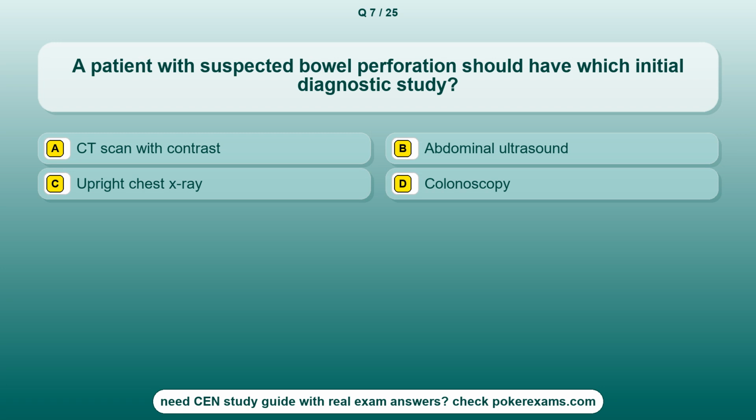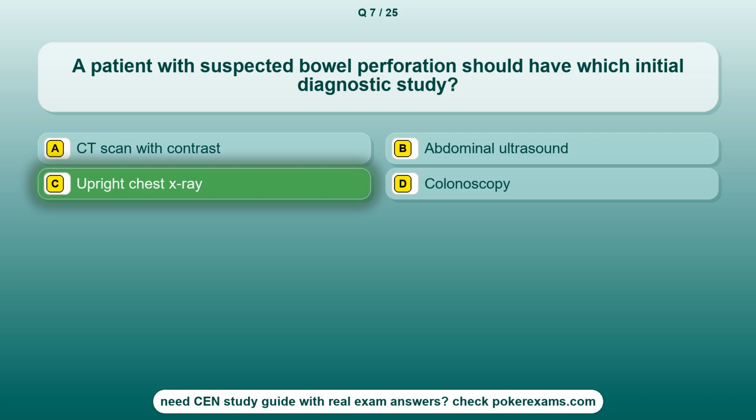Question 7. A patient with suspected bowel perforation should have which initial diagnostic study? Option A. CT scan with contrast. Option B. Abdominal ultrasound. Option C. Upright chest X-ray. Option D. Colonoscopy.